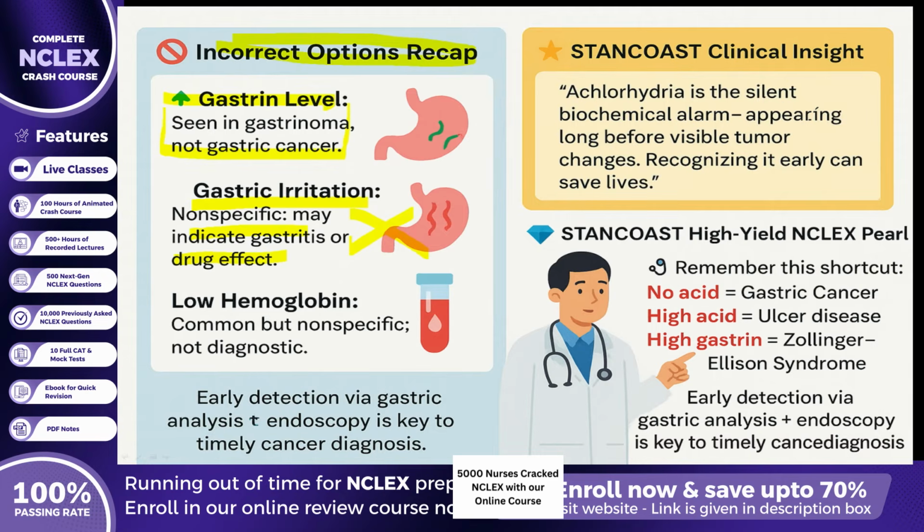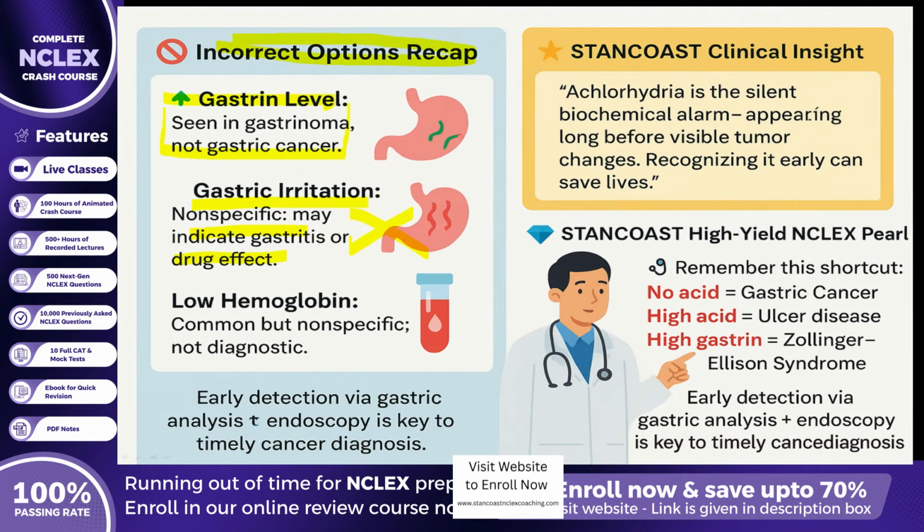Finally, option 4, decrease in hemoglobin and hematocrit, is also incorrect. While anemia often accompanies gastric cancer due to chronic bleeding or nutritional deficiency, it lacks diagnostic specificity because many gastrointestinal conditions can produce the same finding. Thus, although supportive, it cannot confirm malignancy without other evidence.